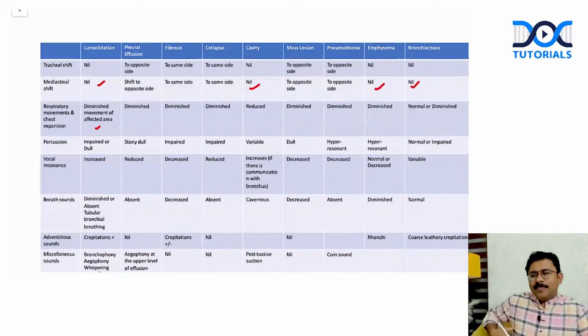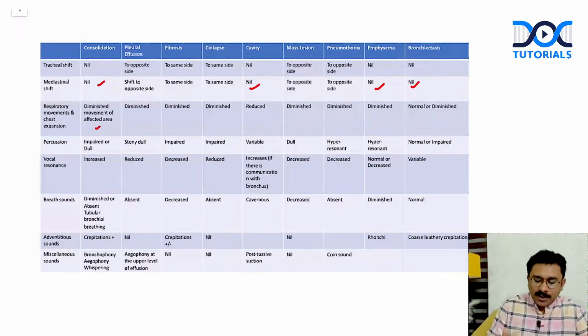So just because somebody has a consolidation involving the lower lobe, the respiratory movement may be decreased in that part only and not the other parts. Okay, pleural effusion will be diminished, fibrosis diminished, collapse diminished, cavity reduced again, mass lesion diminished, normal or diminished. Okay, cavity reduced means diminished, that's it.